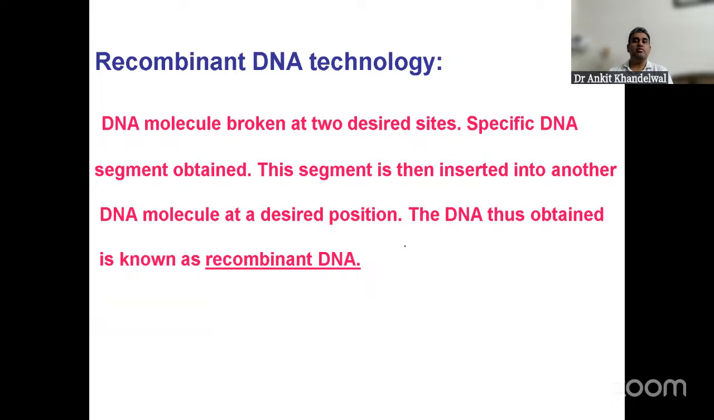See, what is recombinant DNA technology? A DNA molecule is broken at two desired sites. The DNA molecule is broken at two desired sites.